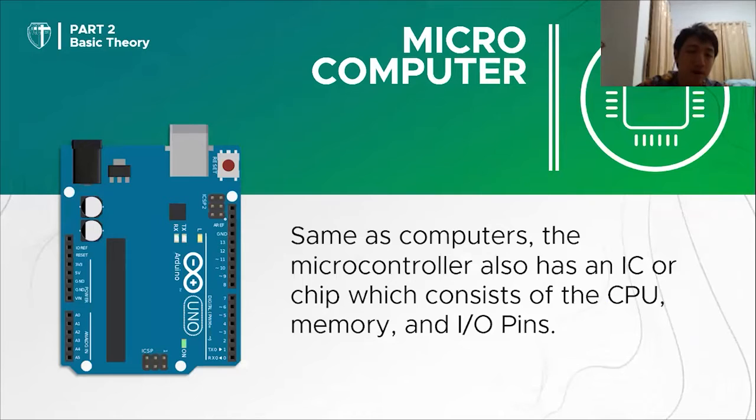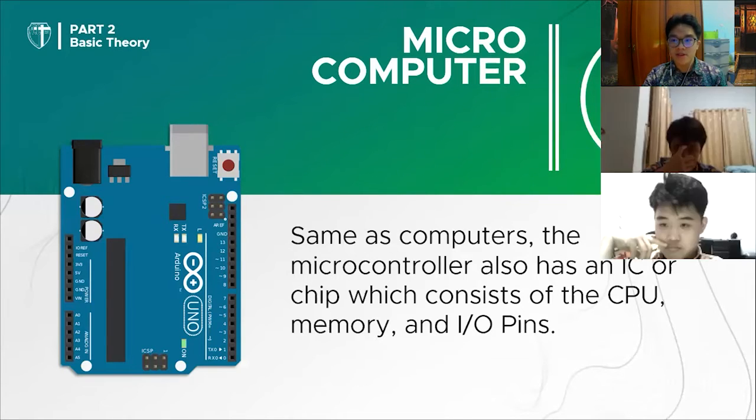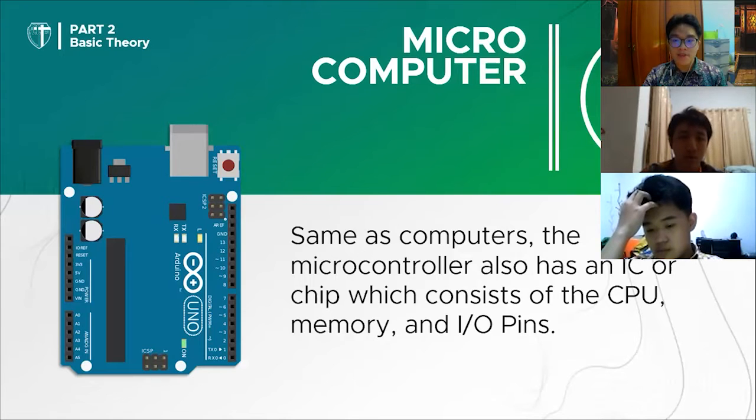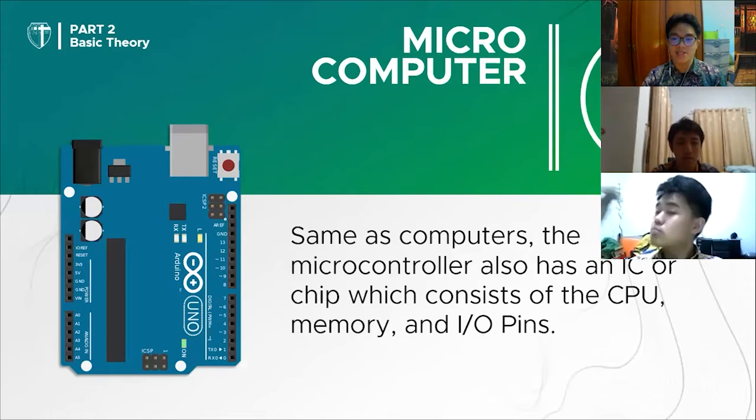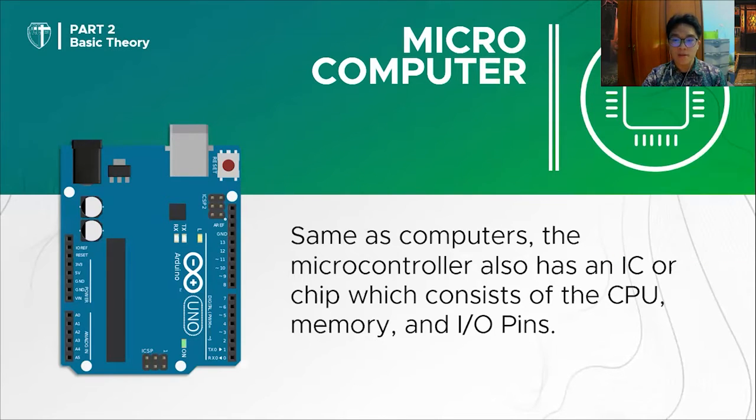And then the third part is microcomputer or microcontroller. This part will be explained by Stefan. Thank you, Noel. Now I'm going to explain about microcomputer or microcontroller. A microcomputer or microcontroller is essentially the same thing as a computer, but it is smaller in size. A microcontroller also consists of a CPU, memory, and I/O pins. Next slide, please.